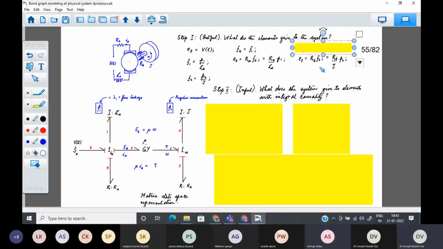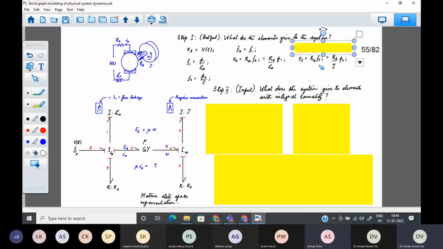it can be written as RB multiplied by flow 7, assuming it to be a linear damper. Okay. The bearing resistance is assumed more like a linear damper. In that case, it can be assumed as effort 7 equal to RB into flow 7.